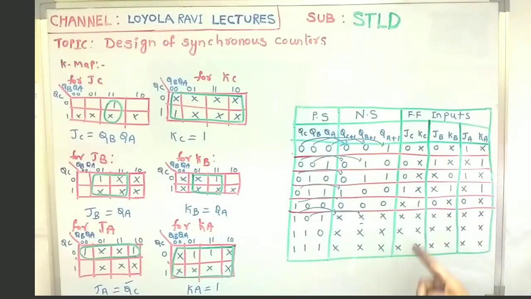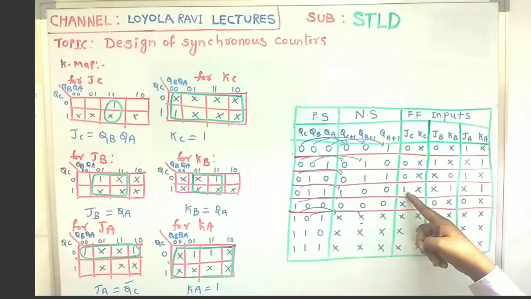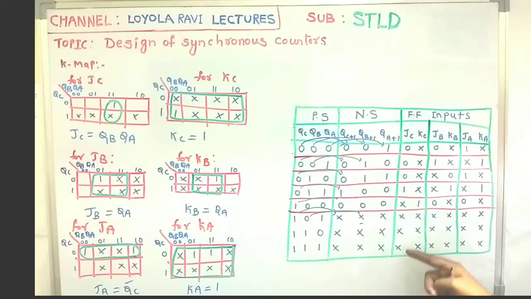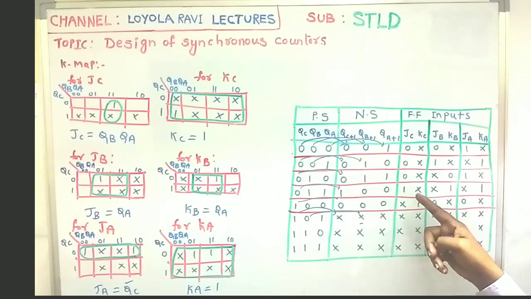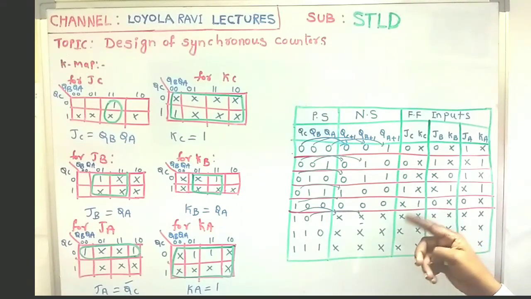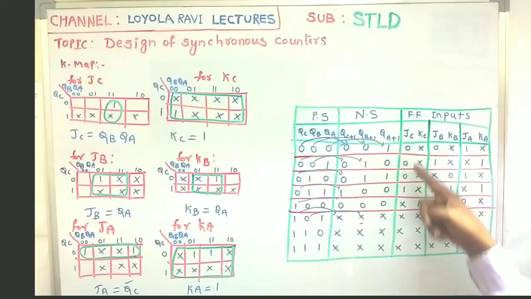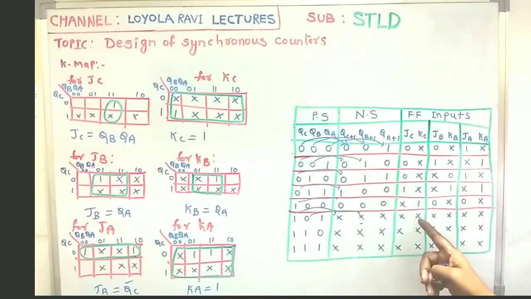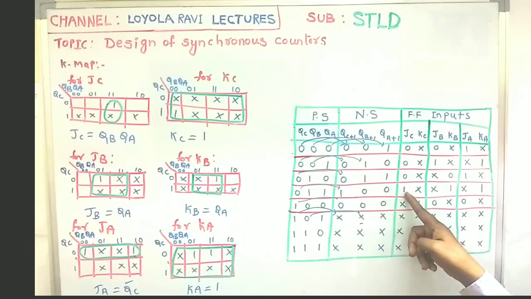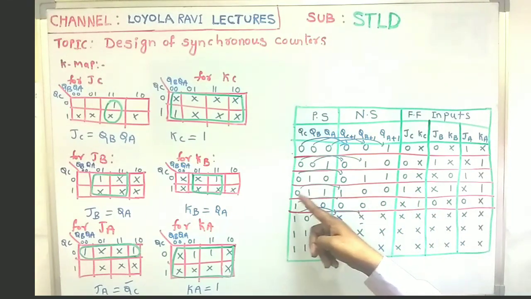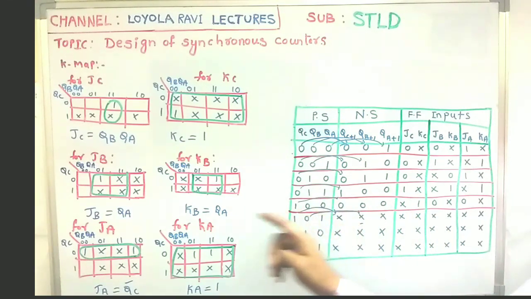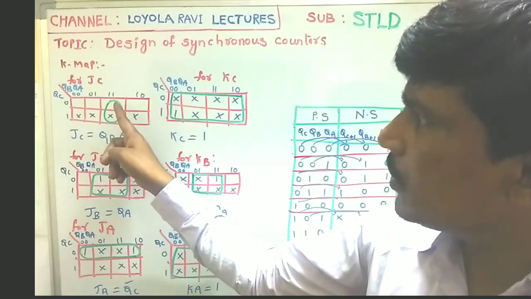What are the corresponding outputs? Here we have an output that is high. Remaining, these are the don't cares, and these are the zeros. So for the K-map we have to draw the ones and don't cares. For 1, what is the corresponding input? 0, 1, 1. Where JC is high or don't care, those values we have to place in the K-map. Here is 1. What is the combination? 0, 1, 1. The corresponding input is 3.